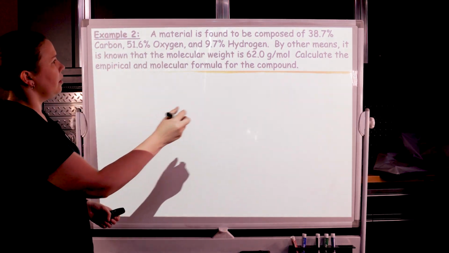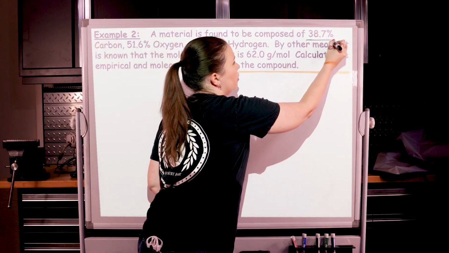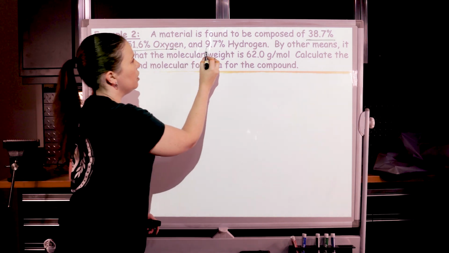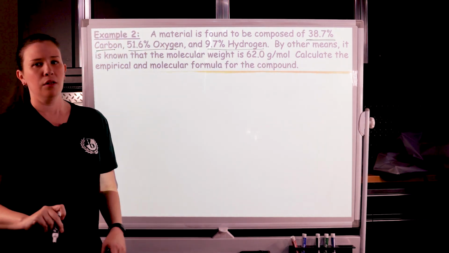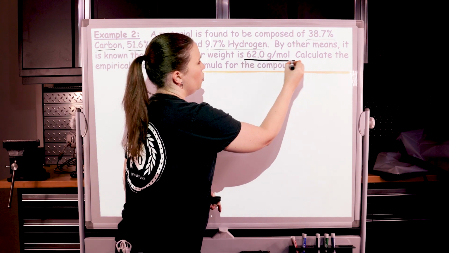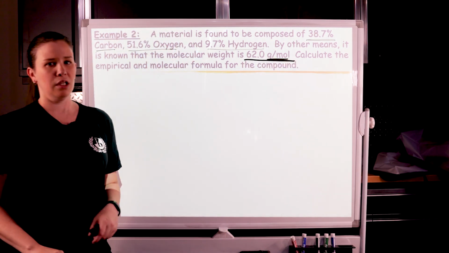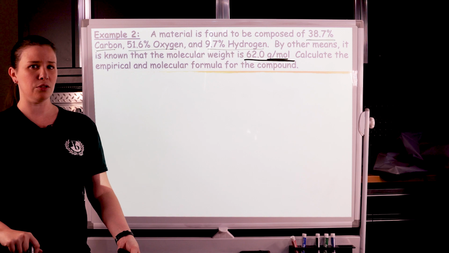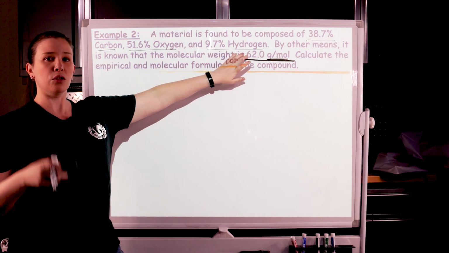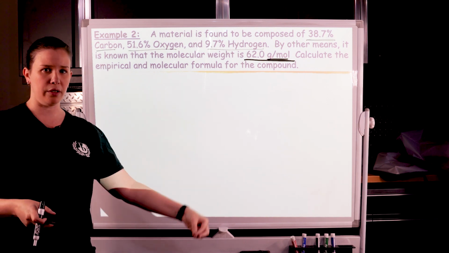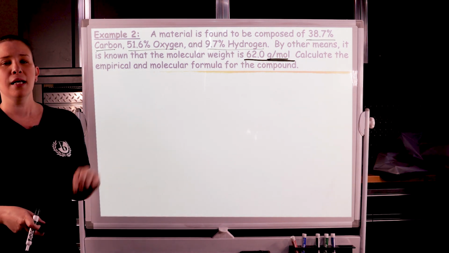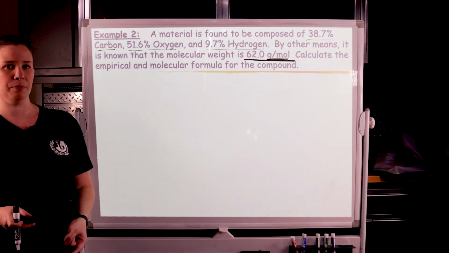Let's go through and highlight what we're given. We have a percentage of carbon, a percentage of oxygen, and a percentage of hydrogen. The only other number in this word problem is 62 grams per mole. Keep in mind what grams per mole usually measures, molar mass. We're going to need the molar mass to go from empirical to molecular formula. But first, we have to figure out how to use this first sentence to get an empirical formula.